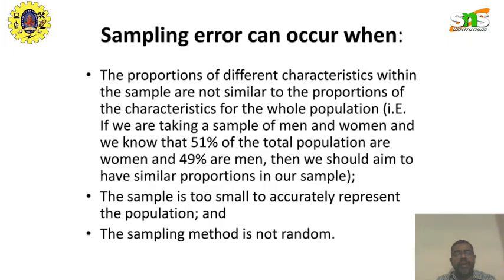Here we can see one example: taking a sample of men and women. We know that 51% of the total population are women and 49% are men, so we should aim to have similar proportions in our sample. If the population has 51% women and you are taking a survey of women, we have to take the sample from that 51%, not from the 100% of the population. So we have to categorize that.